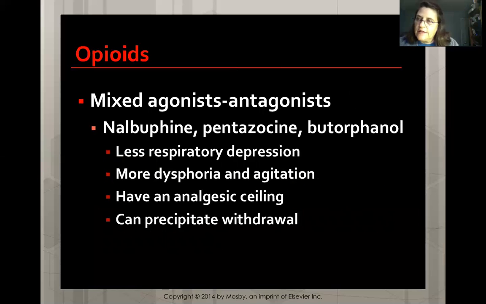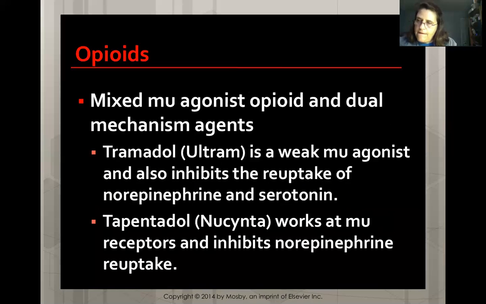We have mixed agonists and antagonists, and those are now Buchen, and I'm not going to even try to pronounce the rest of these. You can read them. We also have mixed mu agonists and opioids and dual mechanism agents. And tramadol is one that you might know. Ultram is another name for it. And we use these for back pain and osteoarthritis and fibromyalgia.